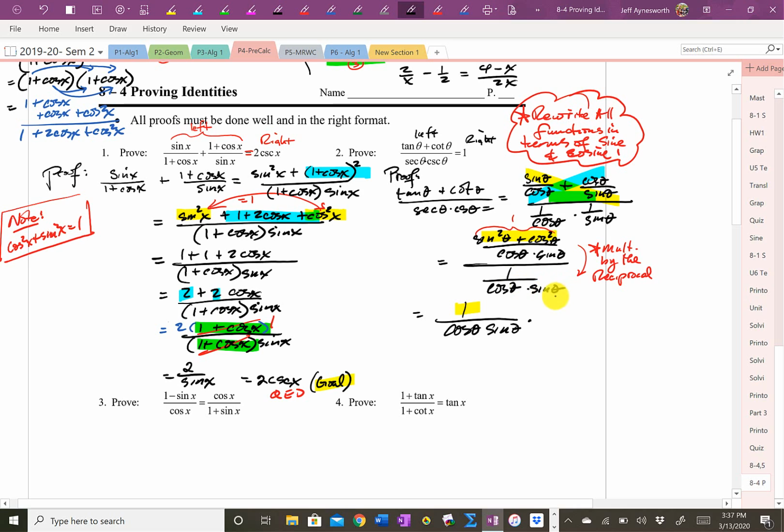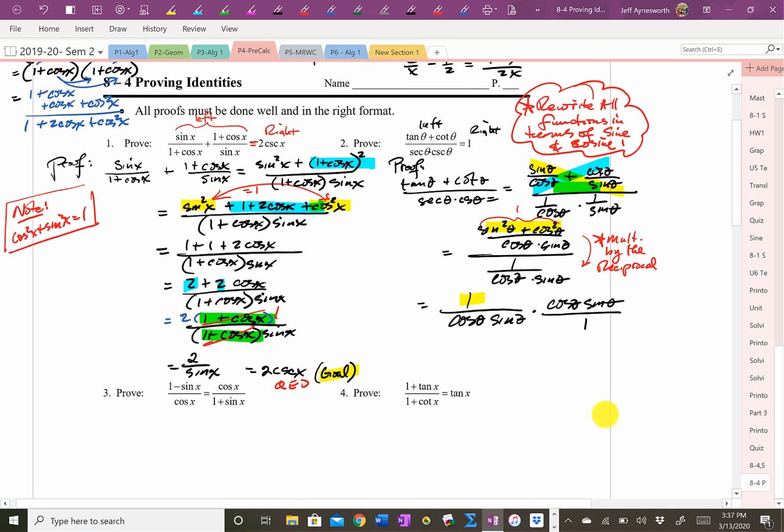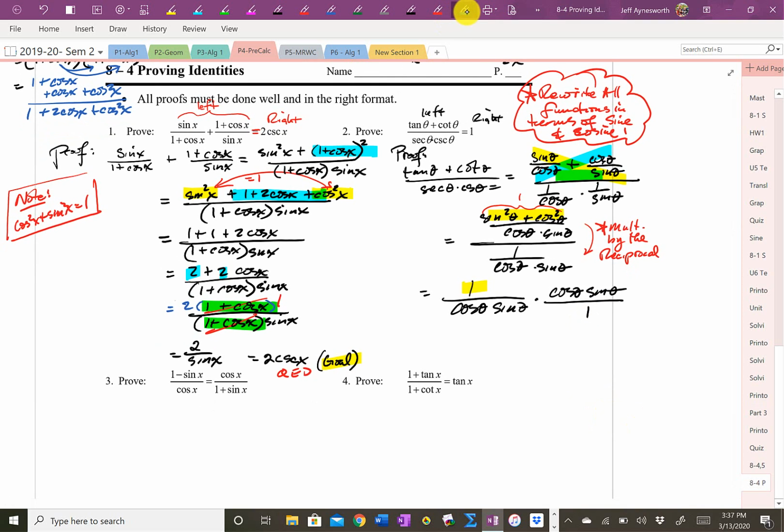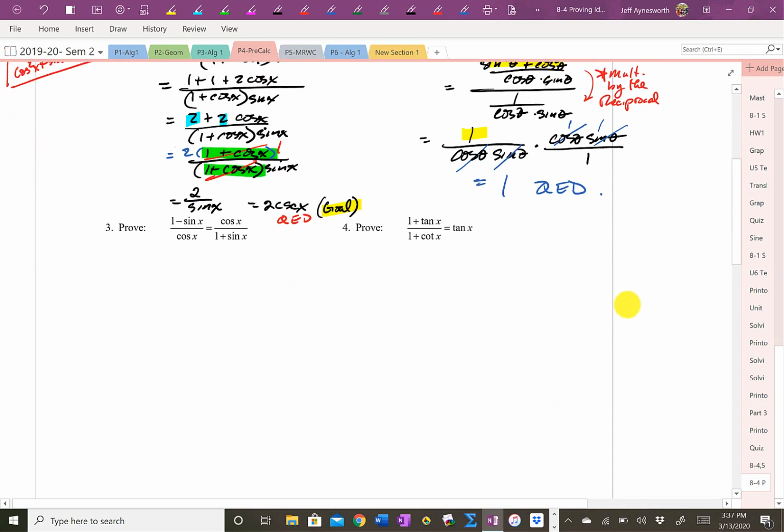So I have to invert this bottom fraction. Cosine theta times sine theta, and I'll put it over 1 so you can see how I multiply by the reciprocal. Right there you can see what's going on. Cosines cancel to 1, sines cancel to 1, and you get 1 times 1 divided by 1, which is 1. There you go, and that is how the game is played, my friends. Let's do another one.